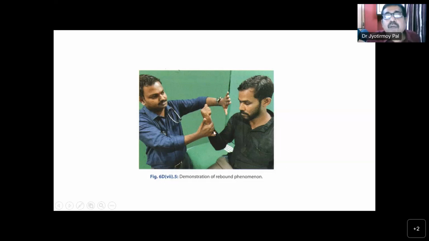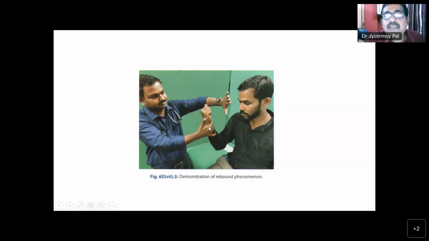What will happen in a normal person? It is like this. In a normal person, your arm will not move further. But in case of cerebellar disorder, the arm will suddenly fly to your face, because there is a checking system. What will happen when you are pulling this side? Biceps and brachioradialis are pulling your forearm to the patient's side, and this is checked by the triceps. So there is a very good coordination.